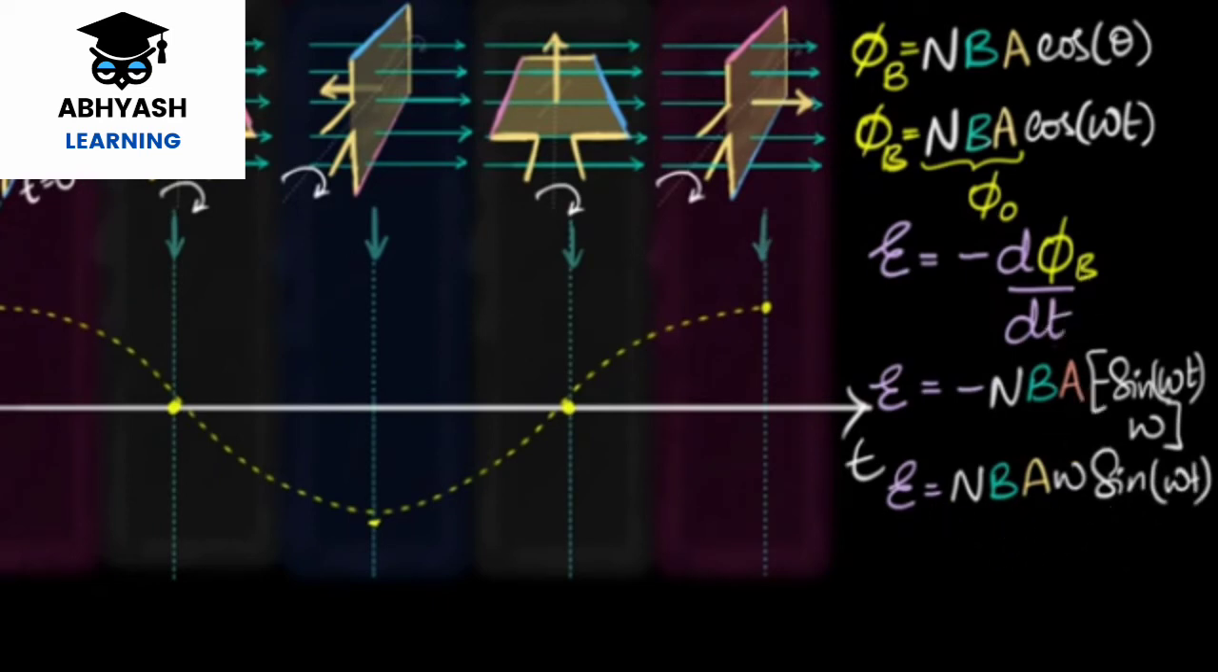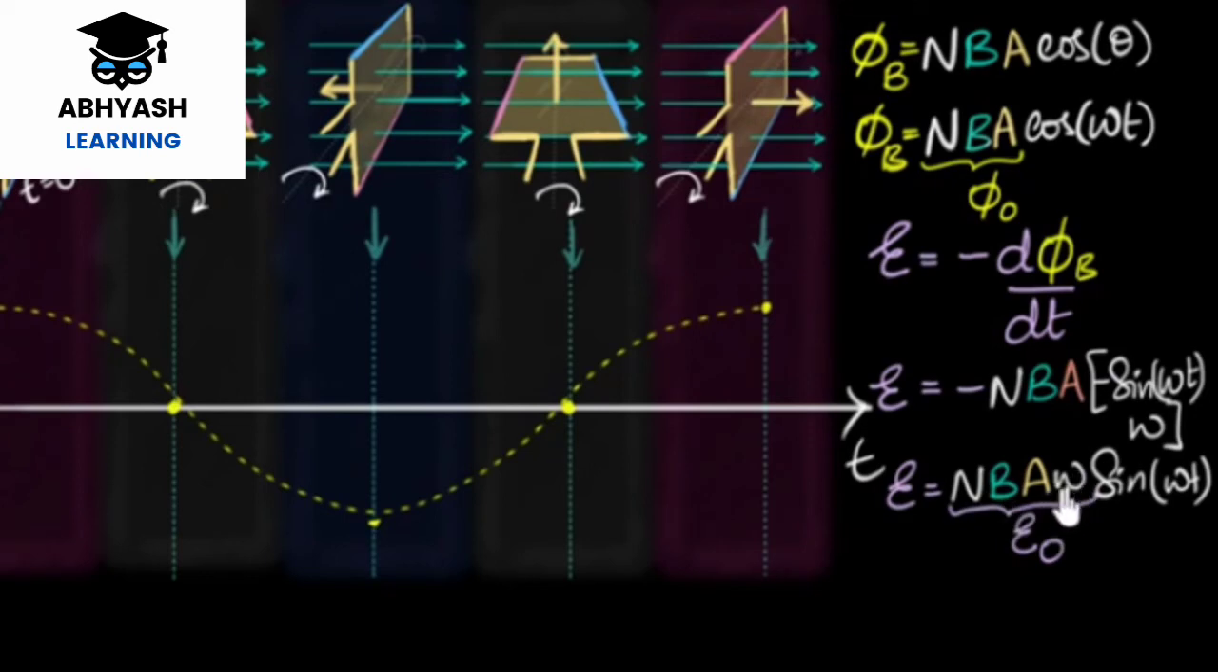And just like before, this now represents the maximum induced EMF, which you can call E naught. So now we know what the induced EMF depends on. It depends upon the number of turns, the strength of the field, the area of the coil, and how quickly you're spinning it.